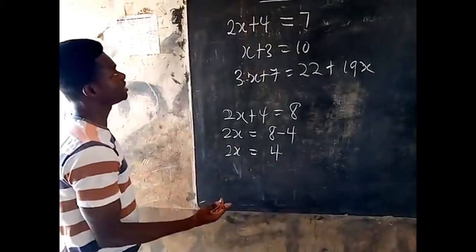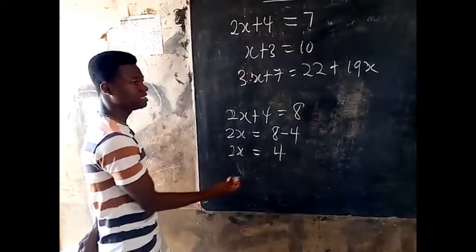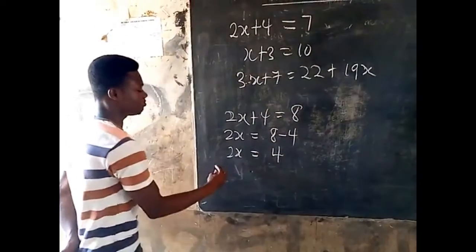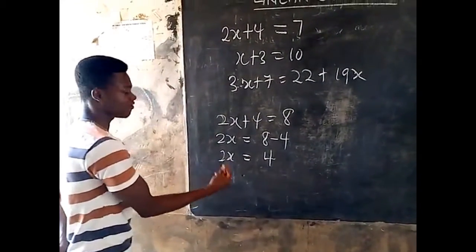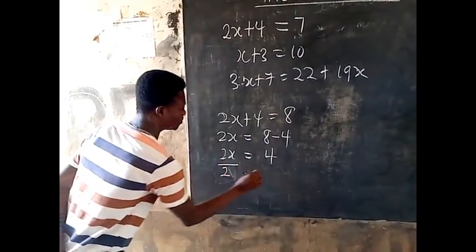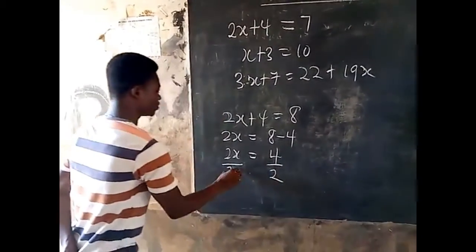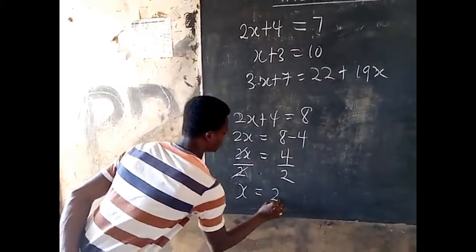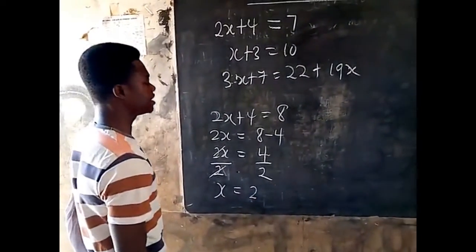In dealing with equations, we divide both sides by the same quantity. If you want to make x the subject or solve for x, we divide here by 2 and we divide here by 2. So 2 divided by 2, and we have x is equal to 2. So we are talking about finding the true set.